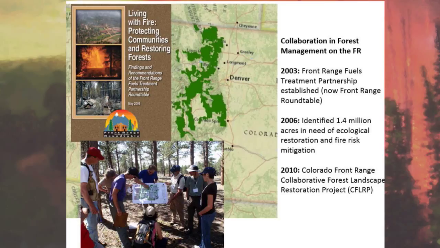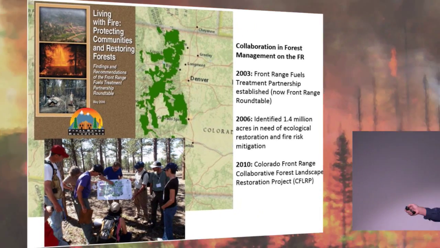In 2006, there was a document published that was sort of a consensus document. One thing I'd like to point out is our collaboration has extremely few disagreements. Everyone is pretty much on the same page with what needs to be done. This shows the National Forest, but this is also the WUI, with a lot of development going on in the Front Range, obviously.